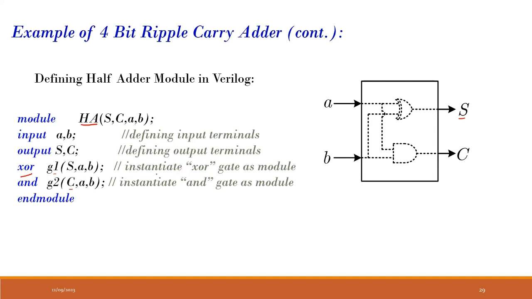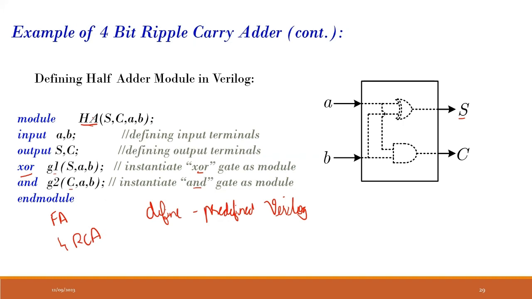What we have shown here is this XOR gate and AND gate. We don't need to define them because they are already predefined in Verilog. But my half adder is not predefined, so I am going to define the function of the half adder. Similarly, I define the function of a full adder and the function of a 4-bit ripple carry adder.